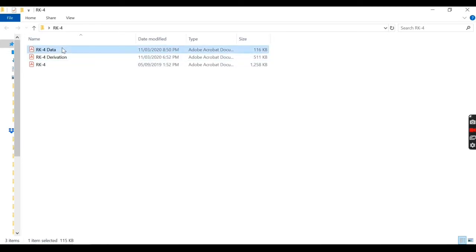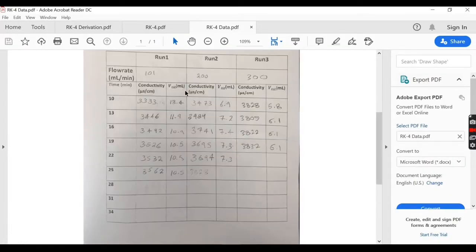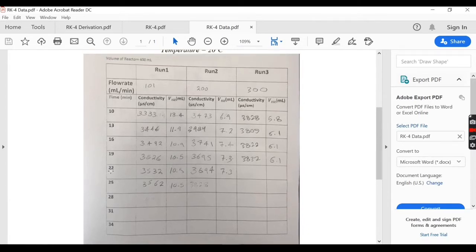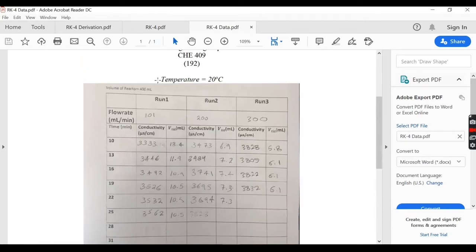So when we open the data here, we have the volume of back titration that was performed in the experiment for each time, and we have run 1, run 2, run 3, and we have the flow rates. To calculate tau, which is the space-time and easy, you take the volume divided by 101, which is the volume of the reactor, divided by the flow rate, and so on. You do the same thing for the second run, which will be 400 divided by 200, and the third run 400 divided by 300.